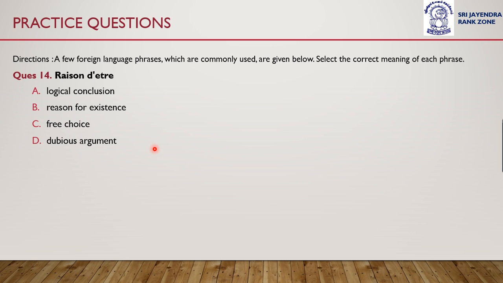Raison d'être. Which is the correct answer? Option A, logical conclusion. Option B, reason for existence. Option C, free choice. Or option D, dubious argument. Raison d'être, what is the meaning of it? Please mark the right answer.